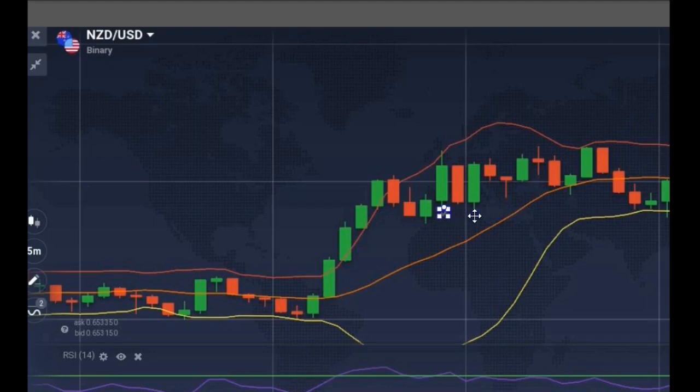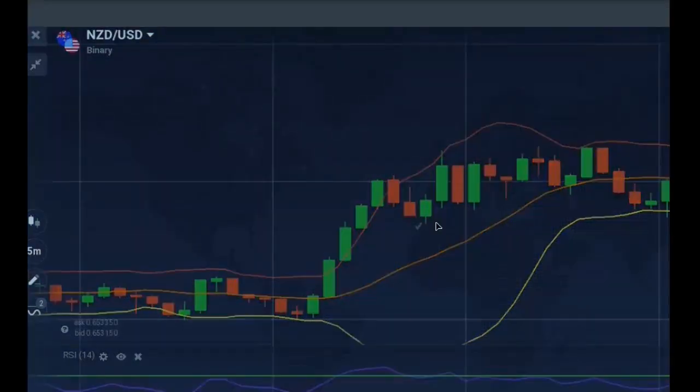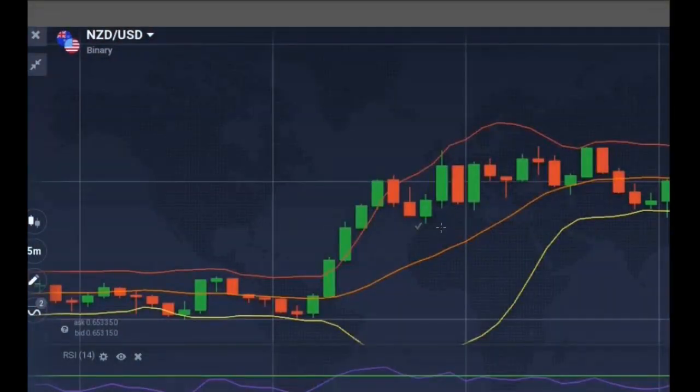Okay, so this is the level. This is one level over here. Let's put it over here. Okay, so you're waiting for price. You can see this level. This is the strong support level. You're waiting for price to rise above this level.